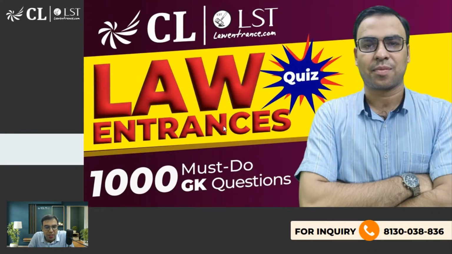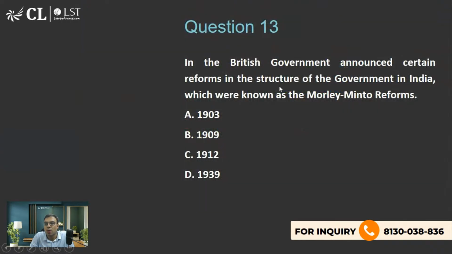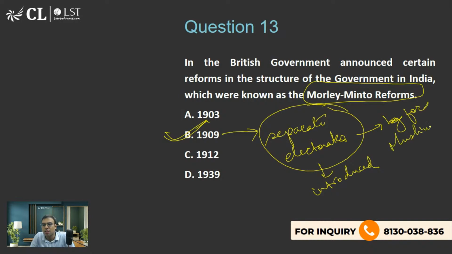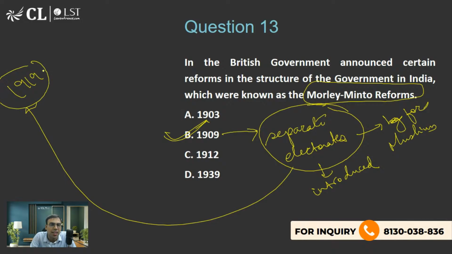So in the last class, which happened on last Sunday, we were discussing till here. We were talking about Morley-Minto reforms, the concept of elections. So basically, Morley-Minto reforms happened in the year 1909, which brought the concept of separate electorates. Initially it was given for Muslims. Later on, the concept of separate electorates in 1919 was extended to Sikh, Christian, Anglo-Indian as well. That is what you should be knowing about.